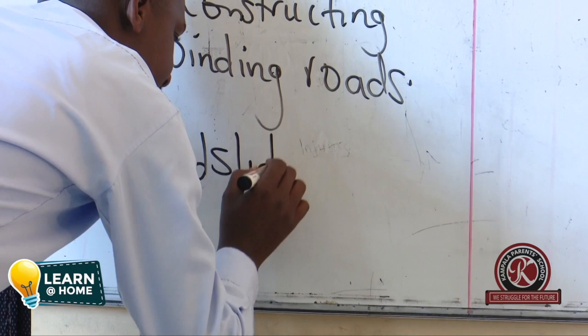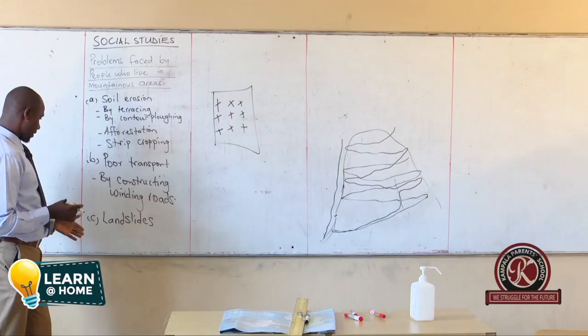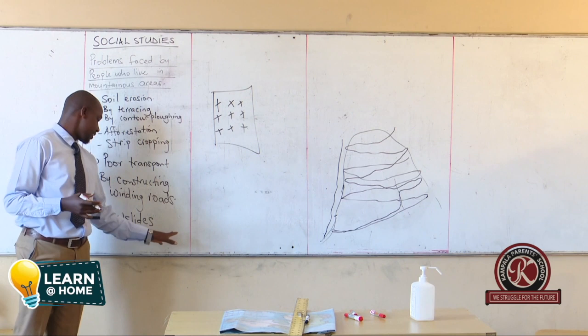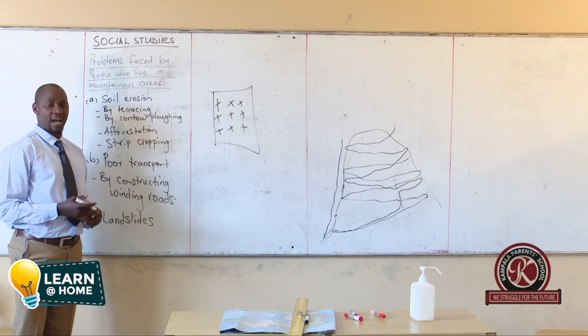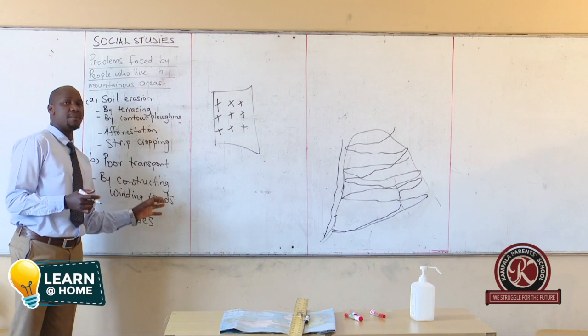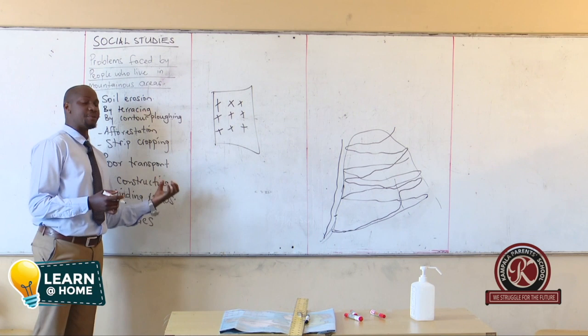Landslides. When you look at the problem of landslides, it can be caused by heavy rainfall and deforestation. When you cut down the trees, you lose what holds the soil particles firm. The roots of the trees hold soil particles firm. However, when strong or heavy rainfall comes, the soils on a mountain will be firm because of what? The trees and their roots.